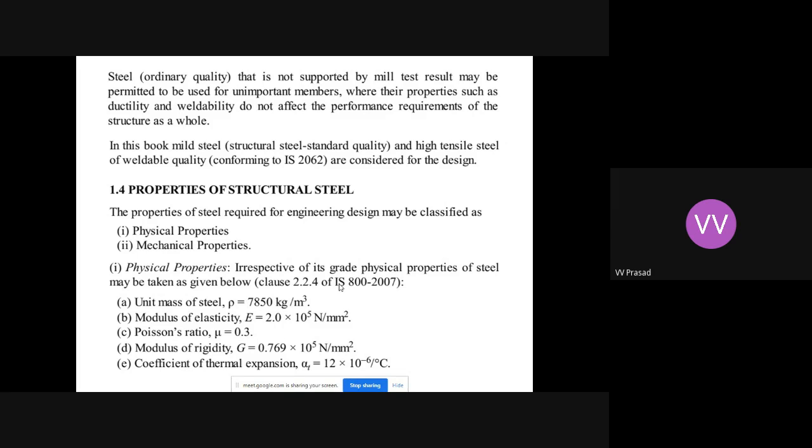Here, Young's modulus of steel is always constant, that is 2 into 10 to the power 5 Newton per mm square. Young's modulus is the ratio of stress to strain of the material, which is always constant. Poisson's ratio is also constant. Okay, sir. Next.